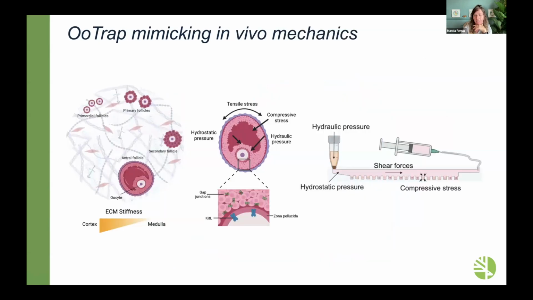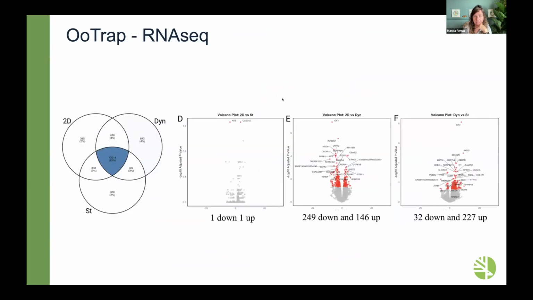But we then thought, okay, in our device, we are kind of mimicking this. Tensile and compressive stress we can mimic, as you saw, with those cells growing and pressing the oocyte. And there we have shear forces from the flow. We have hydraulic and hydrostatic pressure. So was that changing our oocytes? We did RNA sequencing of those oocytes and compared 2D, dynamic, and static. When we compared 2D versus static, there were just two genes that were different between them. But when we compared the 2D and the static with the dynamic, there were over 250 genes that were upregulated.